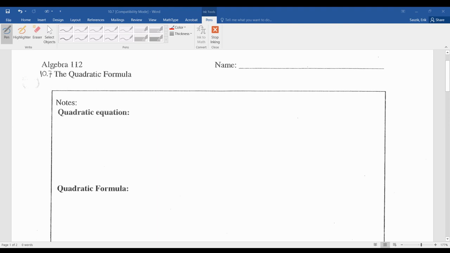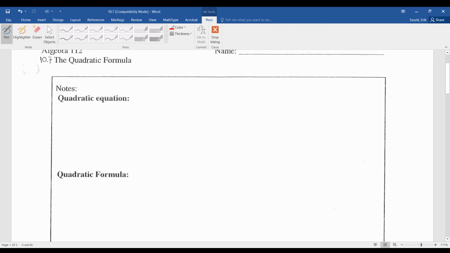Okay. Remember, a little refresher here, our quadratic equations are usually in this form of y equals ax squared plus bx plus c. But a lot of times we replace the y with a 0. It's really the same thing. This is called standard form.